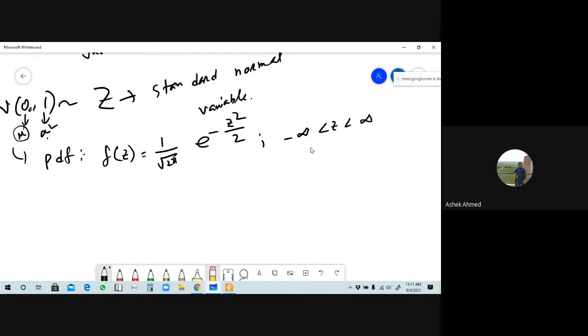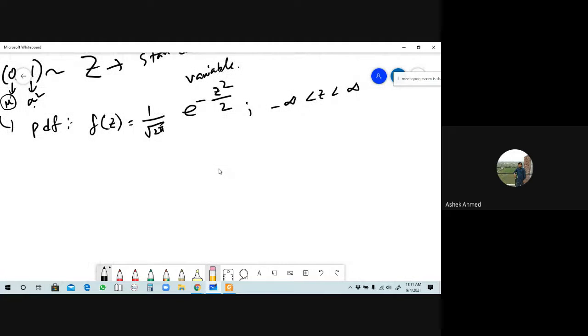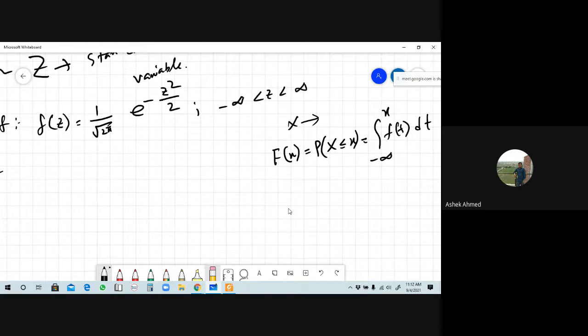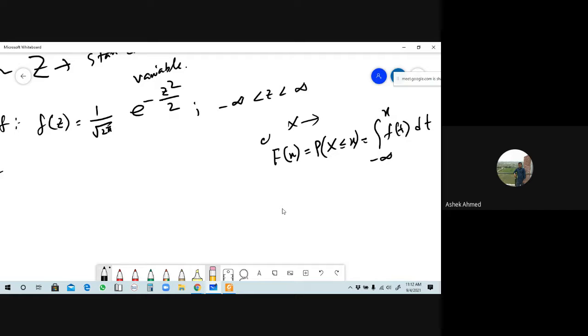Now we will discuss CDF. Can you remember about CDF? What was the definition of CDF? Cumulative distribution function. When X is the variable, we know that the CDF was capital F of small x, and this was the probability of capital X less than or equal to small x. Is it right? And that will be the integration from minus infinity to x of f of t dt. Is it right or wrong? Response me. Okay, this is the formula for finding CDF.